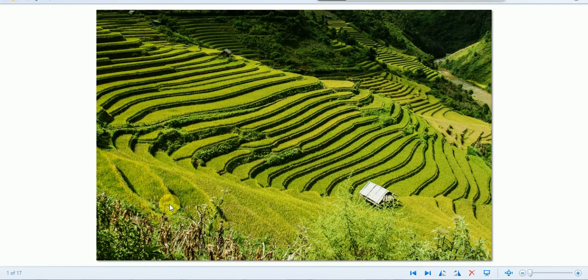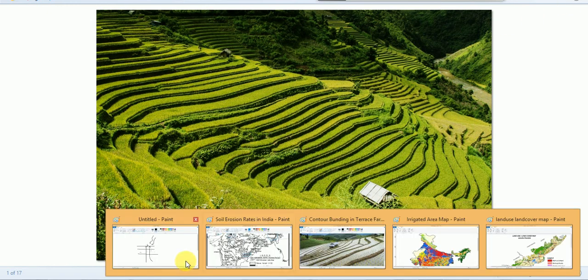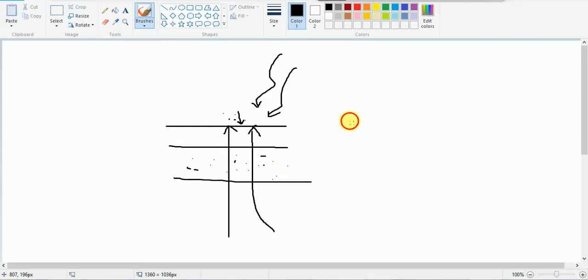If we have to cultivate on the slopes of the mountain, we have to make terraces. That is, terrace farming should be done so that the erosion of the soil can be checked. See here, these are terraces. This is what we call terracing, and here we may give bunds.